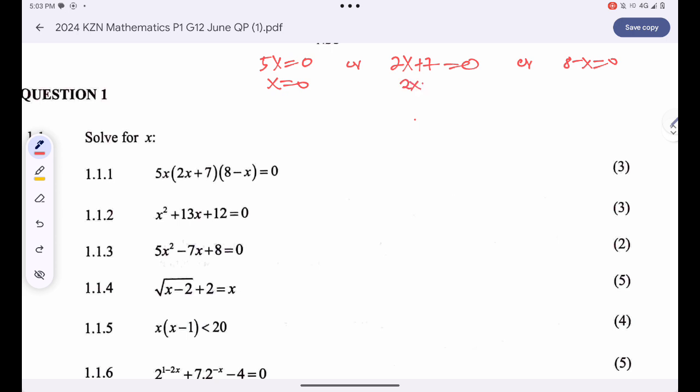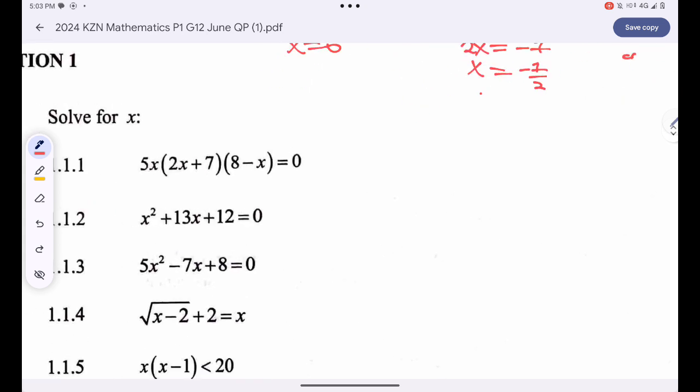Over there, I'll be left with 2x is equal to negative 7, and then x is basically negative 7 all over 2. Or I'll have negative x is equal to negative 8, then x will just be a positive 8. So my roots are x is 0, or the second one, x is equal to negative 7 over 2, and then the third one, x is just equal to 8.